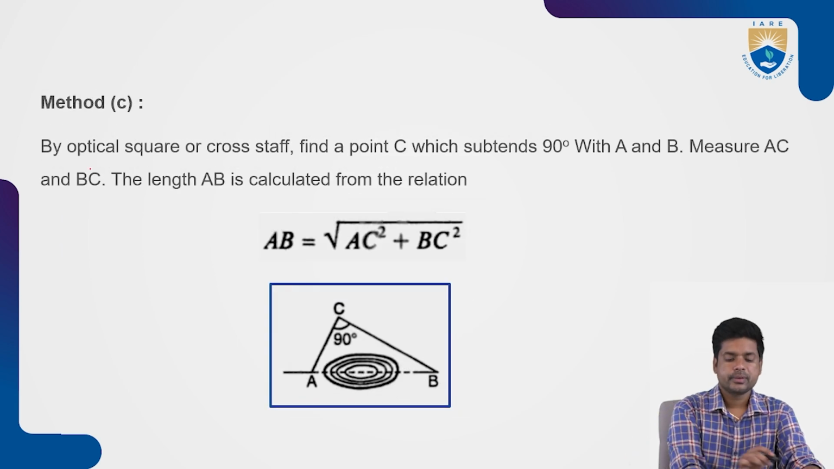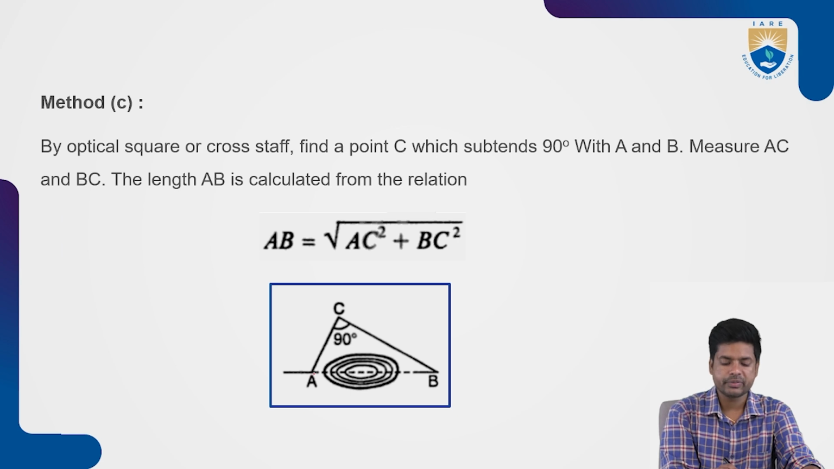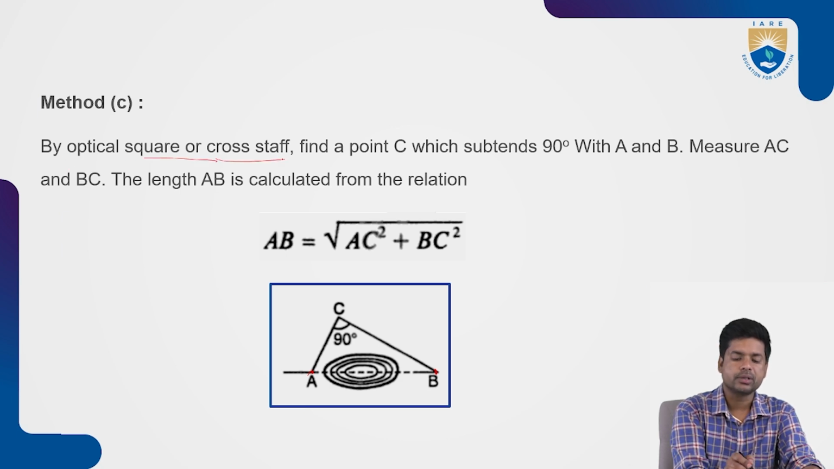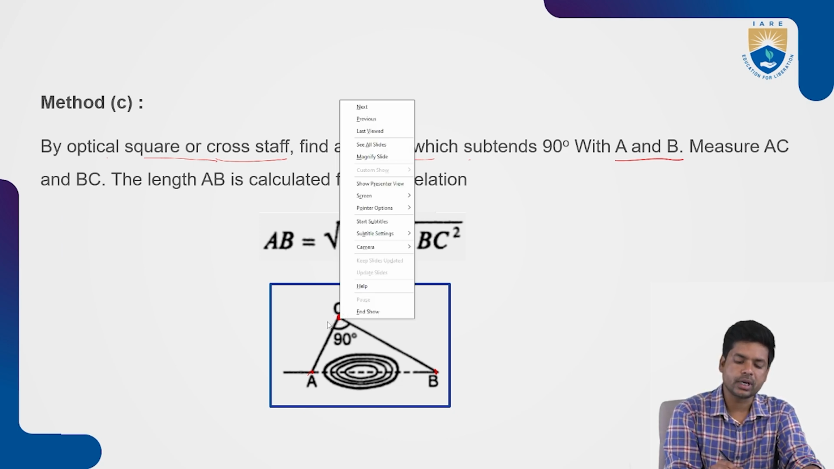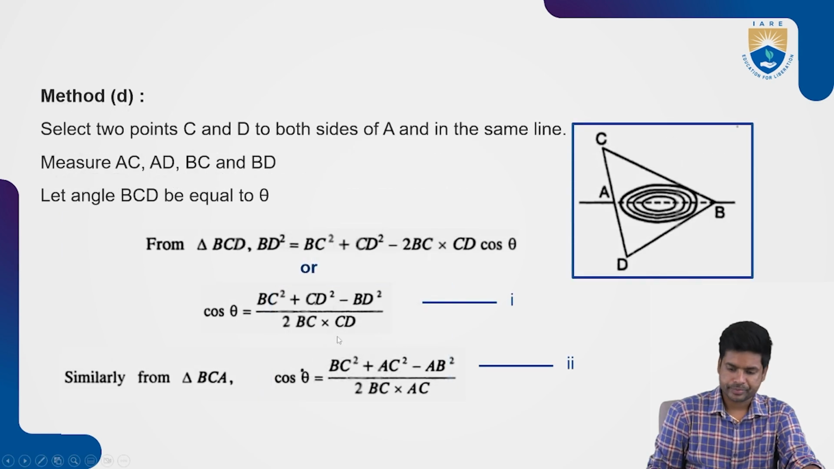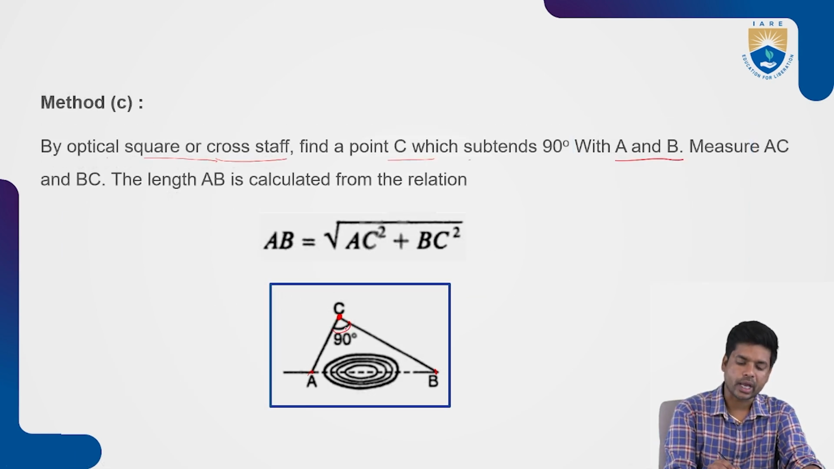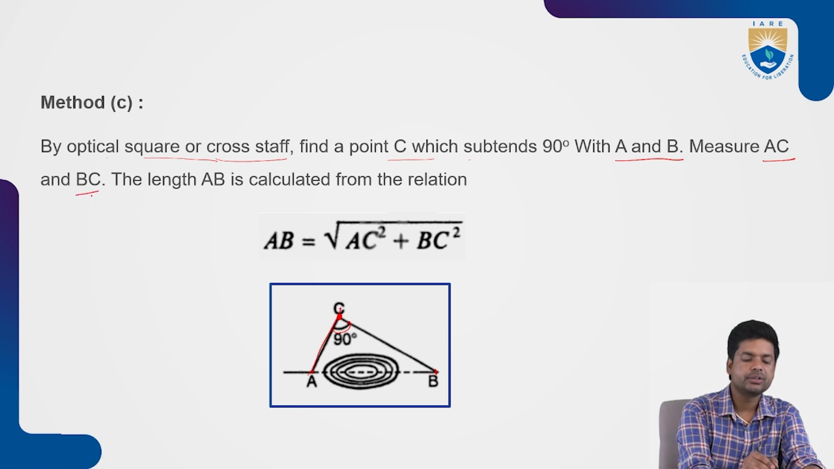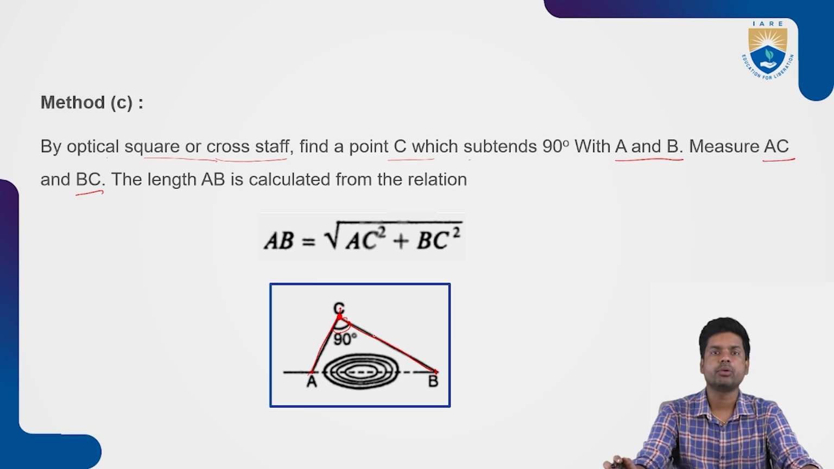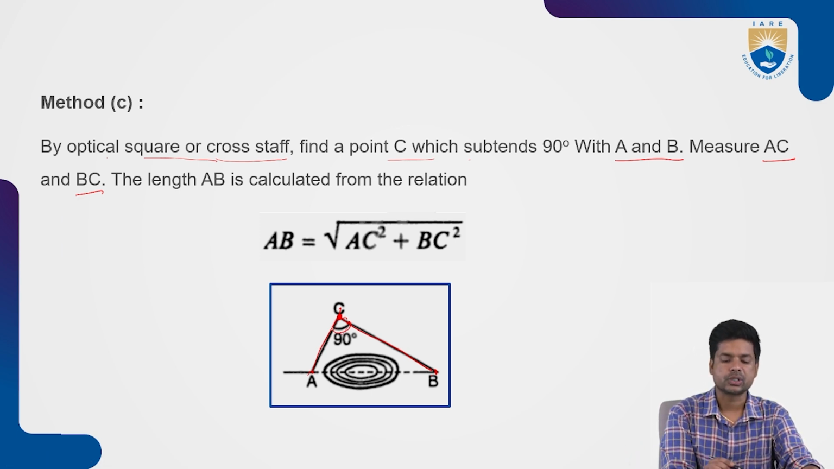The third method is, here I want to measure the distance between 2 points, point A and point B, and here we have an obstacle. Now, by using an optical square or cross staff, find a point C which subtends 90 degrees with A and B. Locate the point C such that the angle at C is 90 degrees. Next measure the length of AC and the length of BC. These two side lengths will be measured.